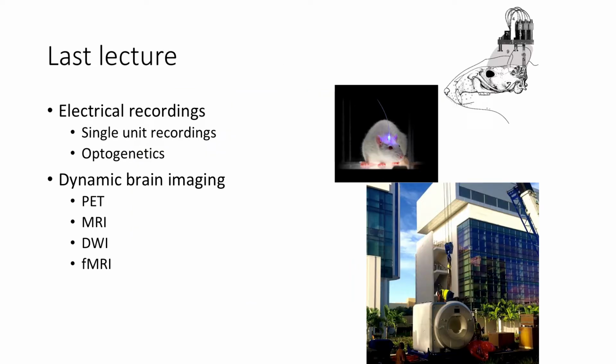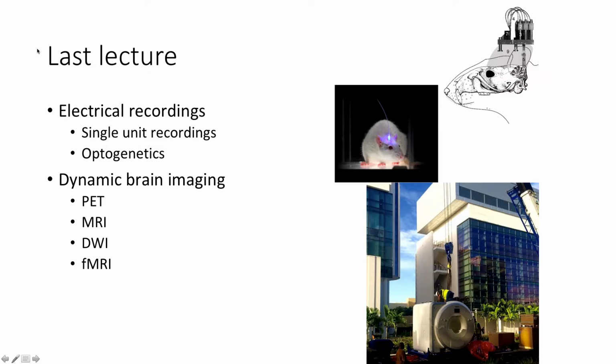So in the last lecture we talked about a bunch of different ways how we look at the brain in neuroscience. Some of them were electrical recordings, we talked about single unit recordings and optogenetics, which are both really cool methods of researching the brain. And we also talked about dynamic brain imaging, in which we have PET scanning, MRI scanning, and within MRI you have diffusion weighted imaging and functional magnetic resonance imaging.